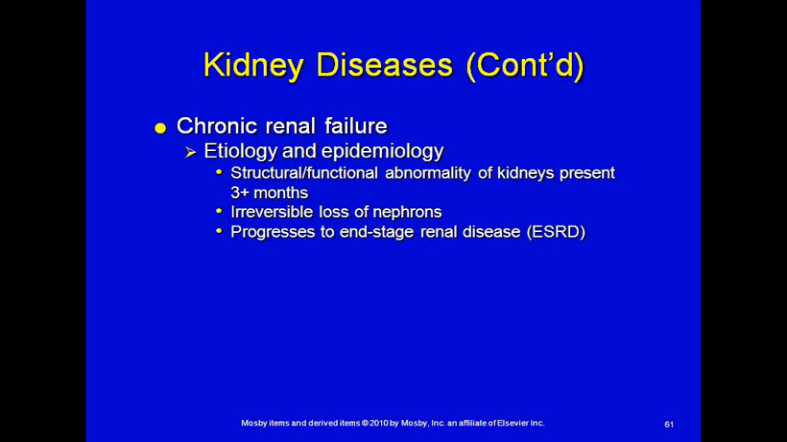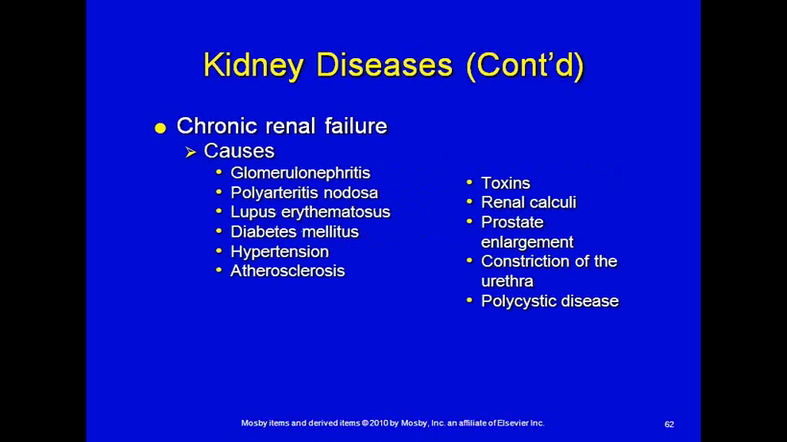Chronic renal failure is a structural and functional abnormality of the kidneys that's been present for 3 or more months. It's usually an irreversible loss of nephrons that causes this. Nephrons are the cells of the kidney, and if those are lost, the function of the organ goes down to the point where they can eventually fail. Chronic renal failure will progress into end-stage renal disease.